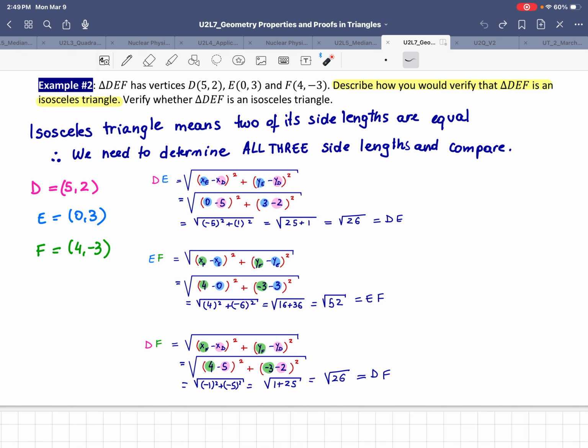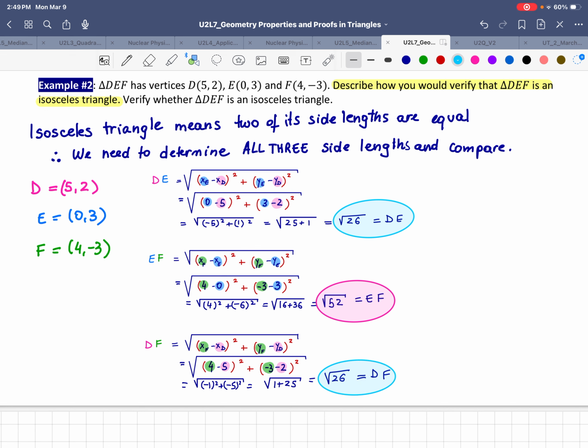So as you can see here, we have the side length DE equals root of 26. Sorry, let me just box this up. The side length EF equals root of 52. And lastly, we have square root of 26 equals DF. We have DF and DE equal to each other. So that proves that the triangle DEF is indeed isosceles.